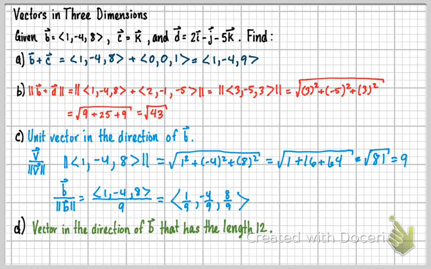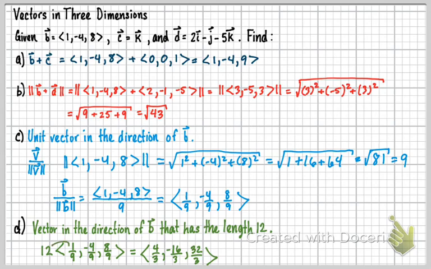So essentially what I can do for this one is, since I know this is a unit vector, and remember, a unit vector is the magnitude is 1. That's what it means. So if I just take that unit vector and I times it by 12, then that would give me a vector in the direction of B that has length 12. Because this magnitude here is 1, and if I take that 1 and times it by 12, it's going to be 12. So now that would give me, simplified, 4/3, -16/3, and 32/3.